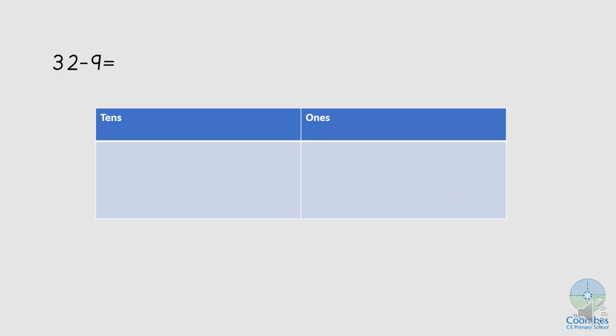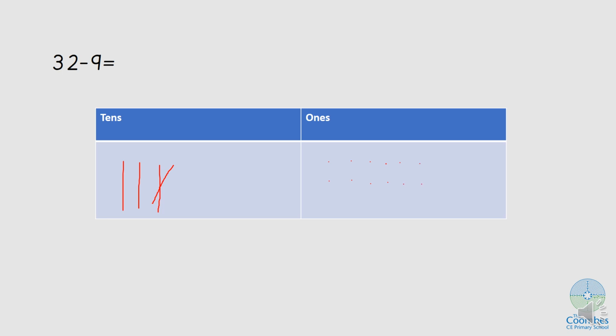Okay, next one we've got is 32 take away 9. So I need to break my 32 into 10s and 1s. I need 3 10s and 2 1s, so let's draw those in. 3 10s is 10, 20, 30, and 2 1s, 1, 2. So again, we're going to exchange our 10. Cross our 10 out and put those 10 1s over here. 1, 2, 3, 4, 5, 6, 7, 8, 9, 10.